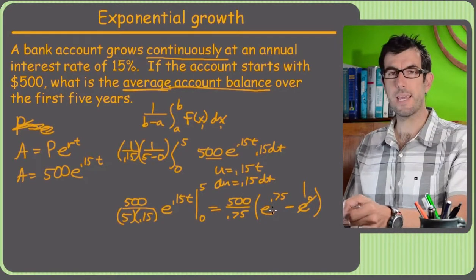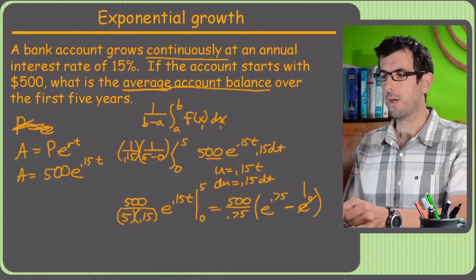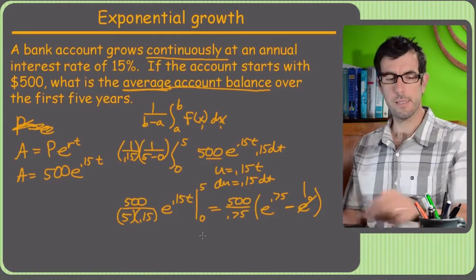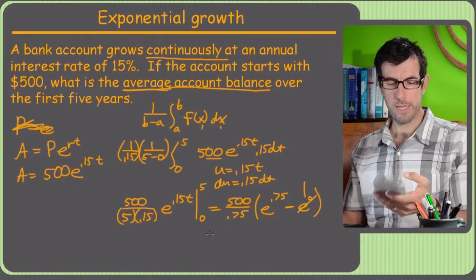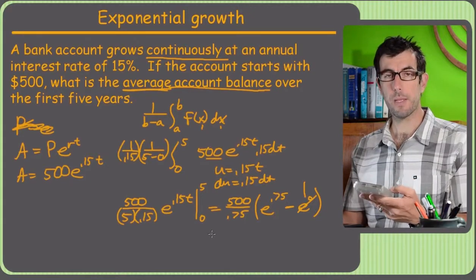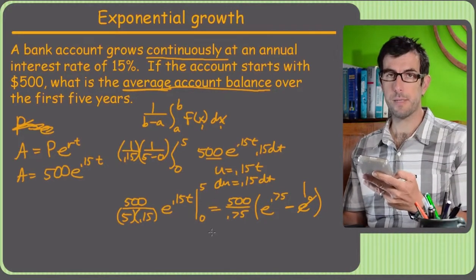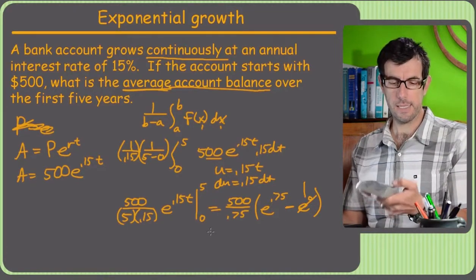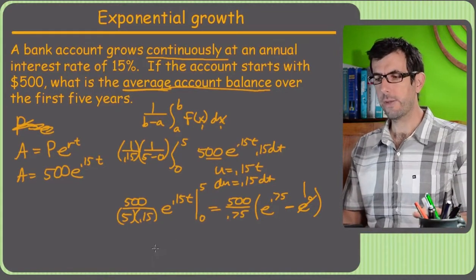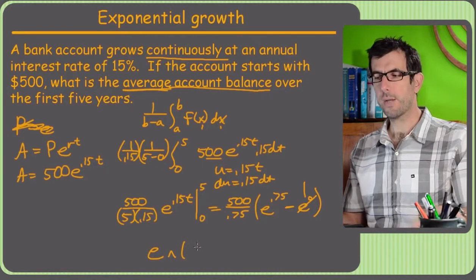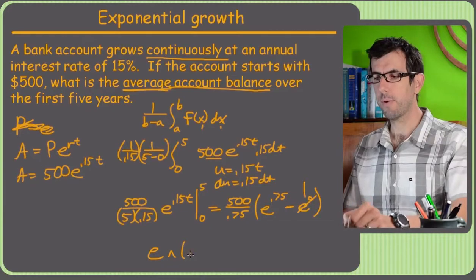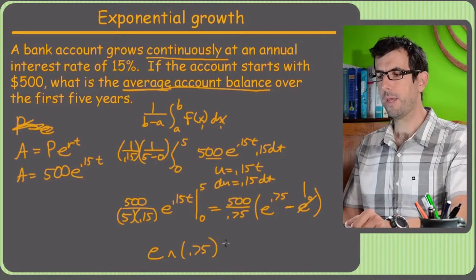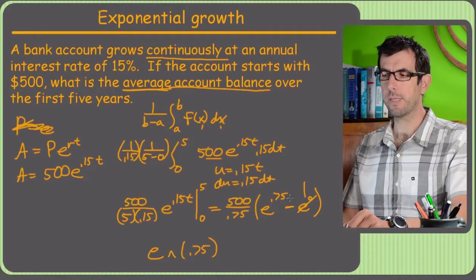The question is, how do you get e to the 0.75? What you do is you hit second. If you look at the natural log button, right above it is e to the x, written right there. The way you get that is you hit second and then natural log, and that'll give you an e, and then it puts a little caret and parenthesis. So that means we're now typing in the exponent of e. So you can plug in 0.75, close the parenthesis, and that'll give you e to the 0.75.